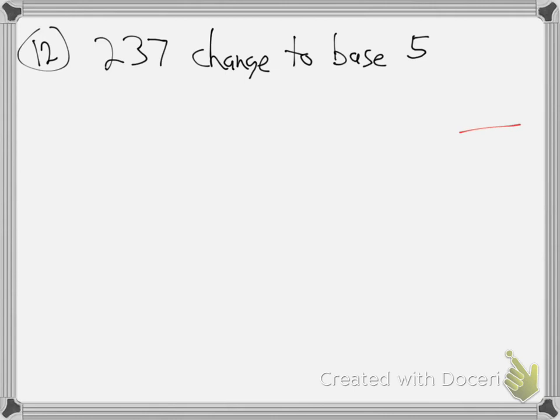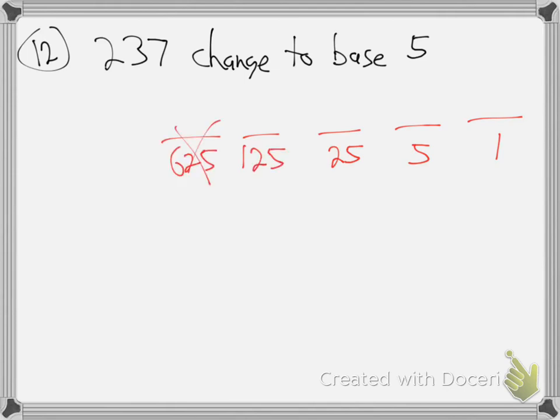So first step, write out those place values. Use your calculator, write out those place values. Hopefully you're getting that. You just keep going until it's bigger than your number, right? So 625 is too big. We don't need any 625s to make 237. So we're going to start at the 125s place.